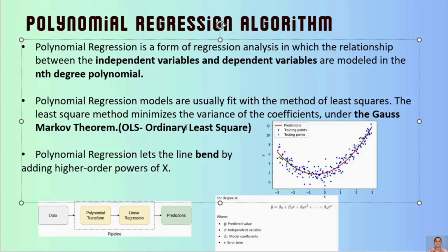This algorithm usually works by fitting the model with the method of least squares. We have a concept called ordinary least squares, where RMSE, MSE and all these concepts come in. Before giving input to the machine, it will create different predicted outputs and add them up, doing this for each and every independent variable. This OLS method is based on the Gauss-Markov theorem.